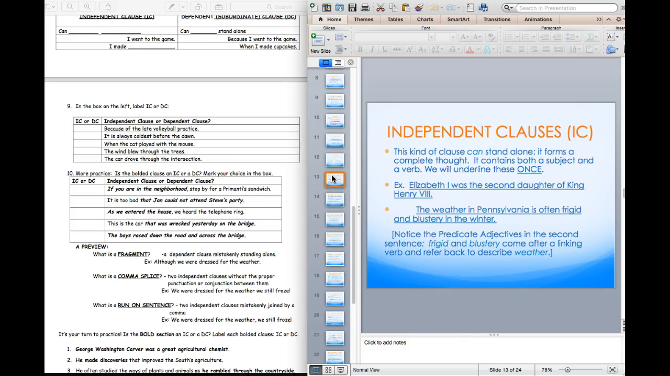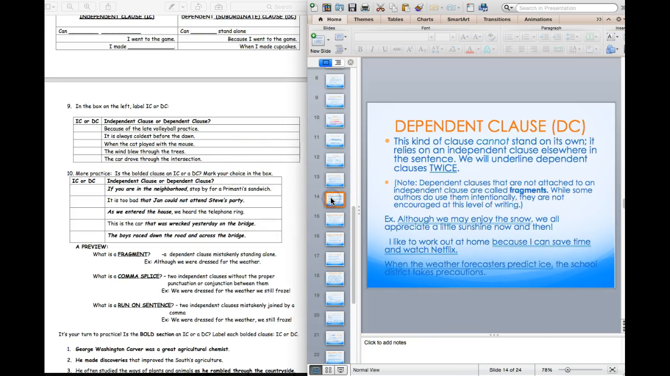So notice, Elizabeth I was the 2nd daughter of King Henry VIII. It's a complete thought. It can stand by itself. It's a complete sentence. The weather in Pennsylvania is often frigid and blustery in the winter. Same. There are some predicate adjectives in there too, just as a little side note. Now, your dependent clauses cannot stand alone, and they have to rely on an independent clause somewhere else in the sentence, and we'll be underlining these twice.